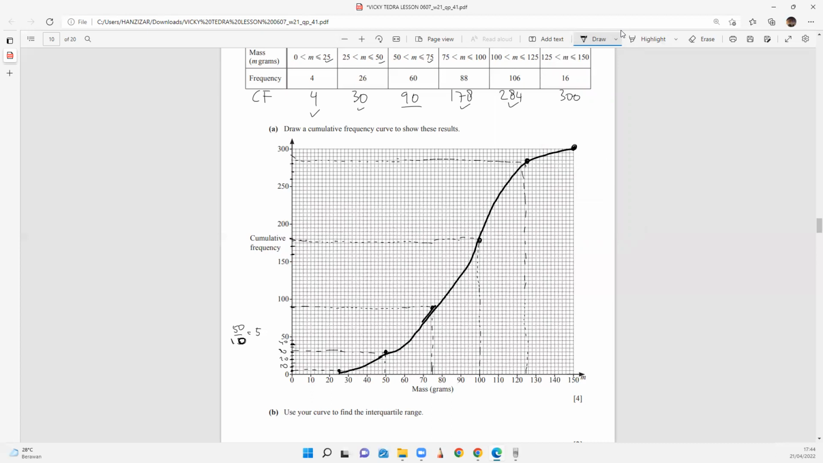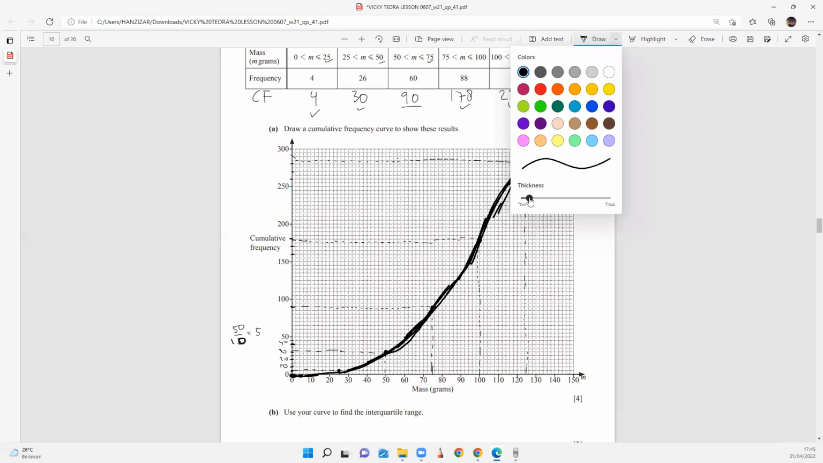Yeah, oh, okay, wrong. It has to be as smooth as you can. Right. Okay. I think I better make it thicker, to make it look a bit neater. Okay. Now use your curve to find the interquartile range.